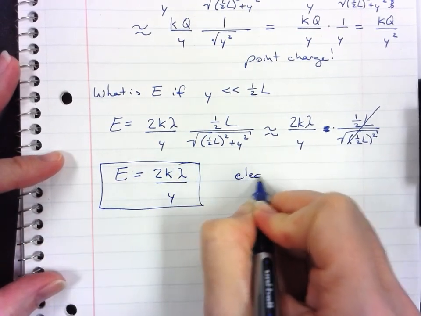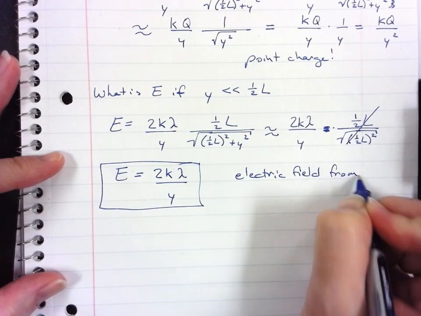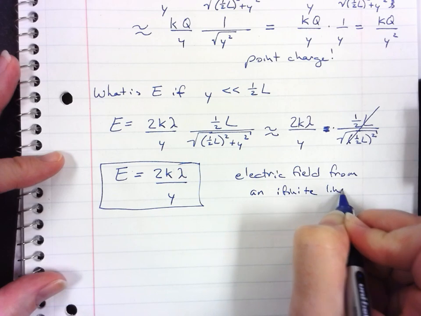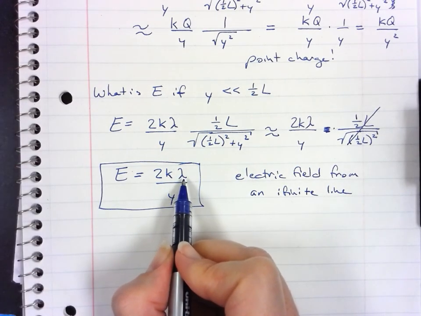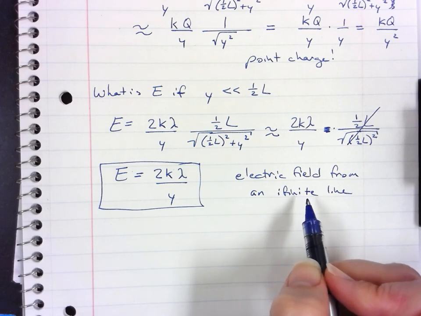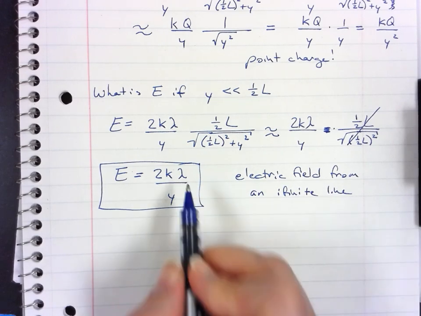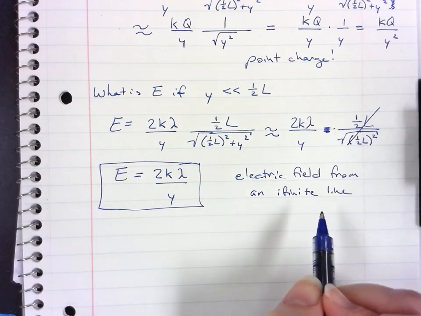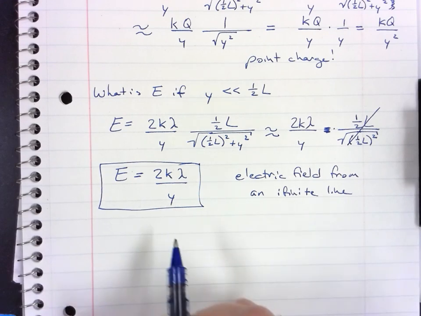This is the electric field from an infinite line. And this is part of the reason that we have to do this linear charge density. If you have an infinite line, you actually have an infinite amount of charge spread over its length. But how closely spaced is that charge? No, there's no such thing as an infinite line. Really what you have is a very long line compared to how close you are to it.